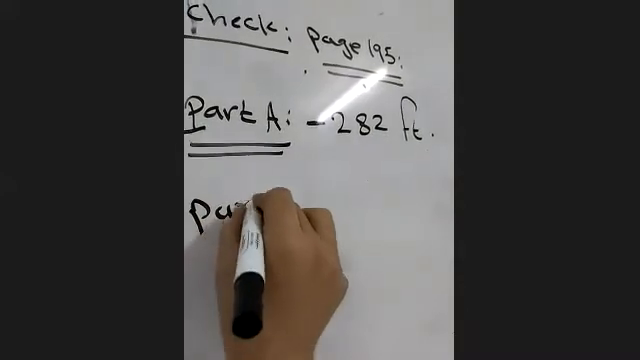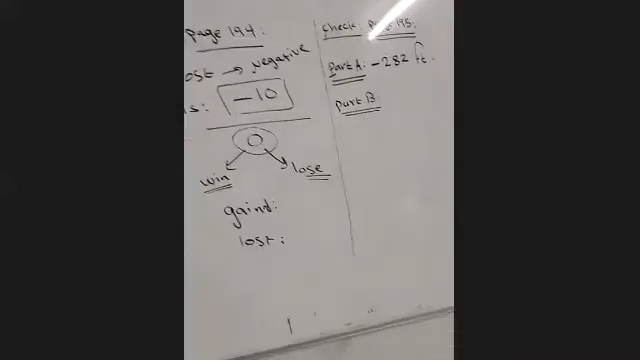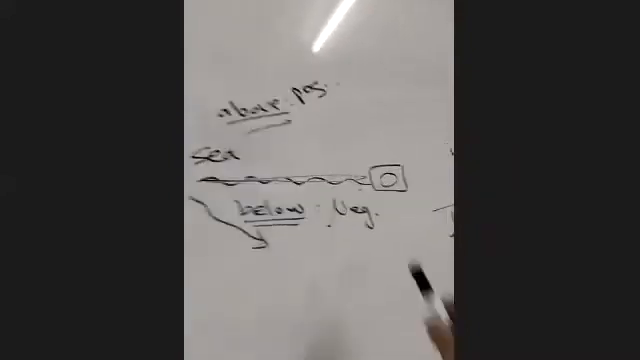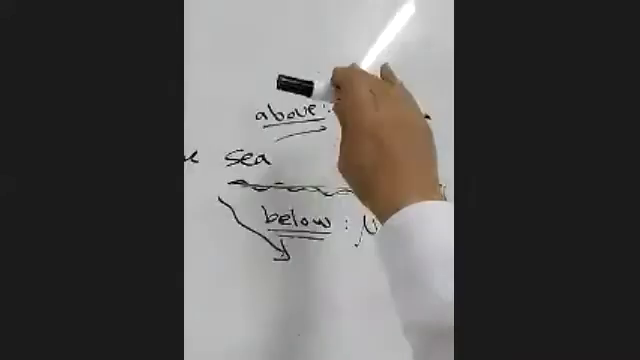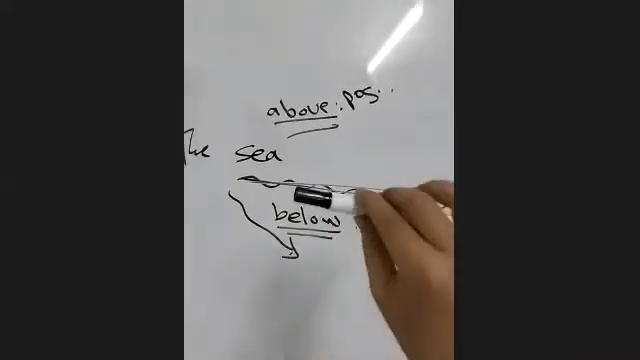What we have in part B? The second part of the question. Explain the meaning of 0 in the solution. The meaning of 0 means what, guys? Means it's not above and it's not below. It is on the sea level. So here, part B, what you will write, guys?